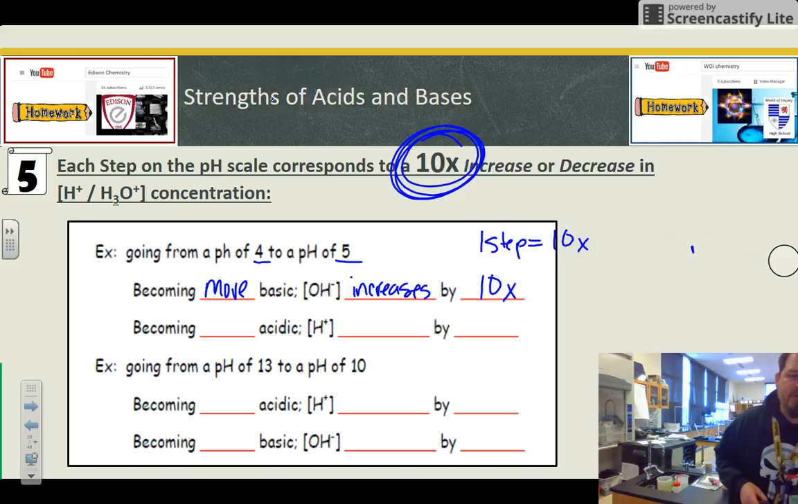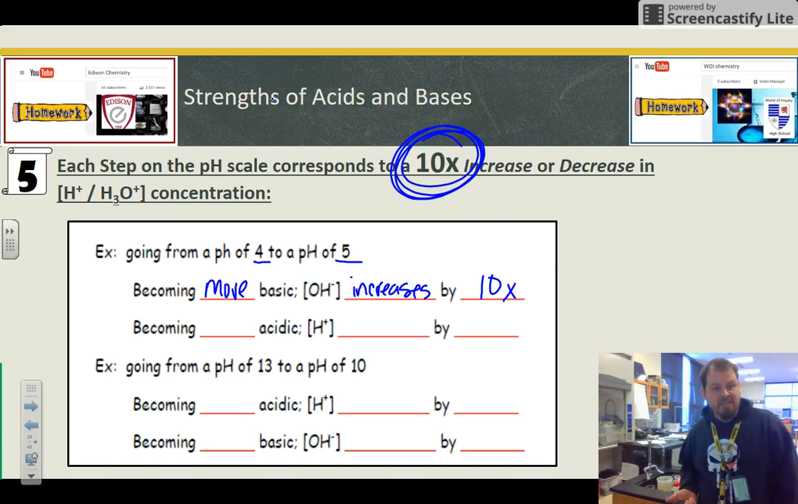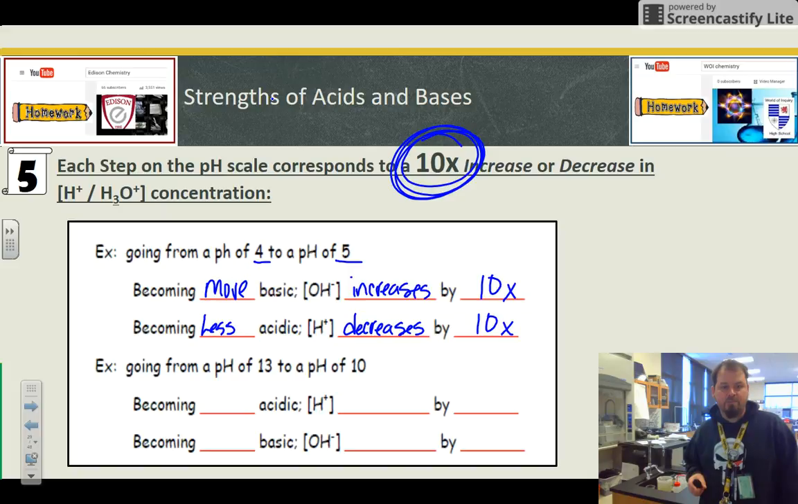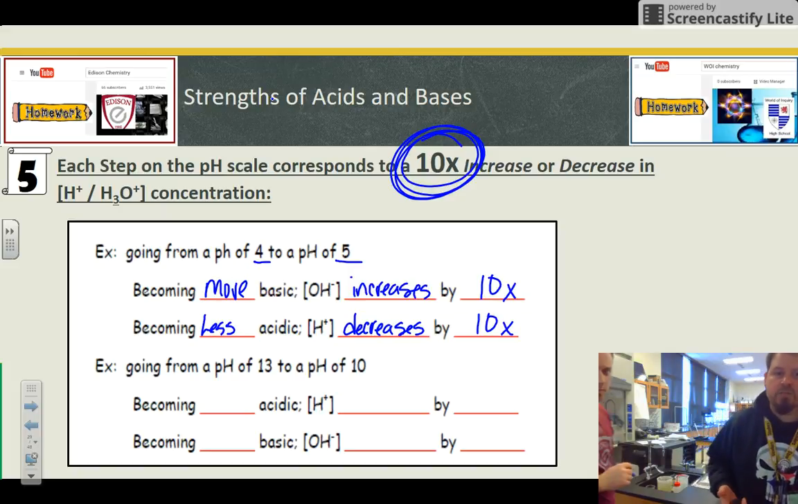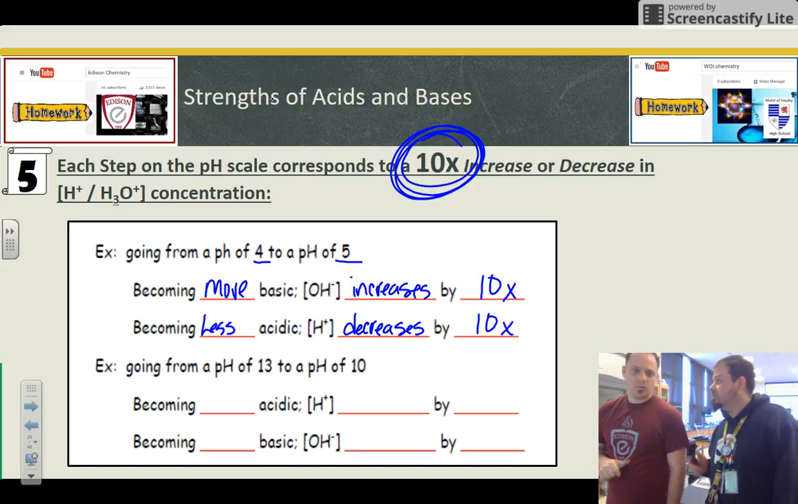The second piece: becoming less acidic. Going from 4 to 5, it's becoming more neutral, so my H plus concentration goes down. Because I only moved a pH of 1, it's going down by a factor of 10. This next example works out the same way, but that factor of 10 is going to change significantly.